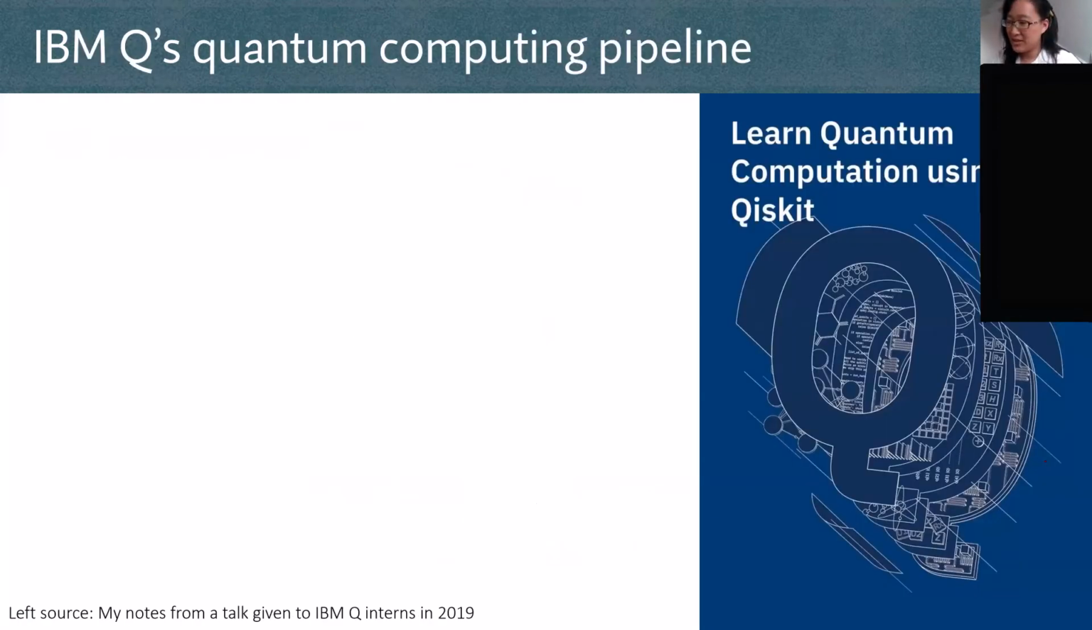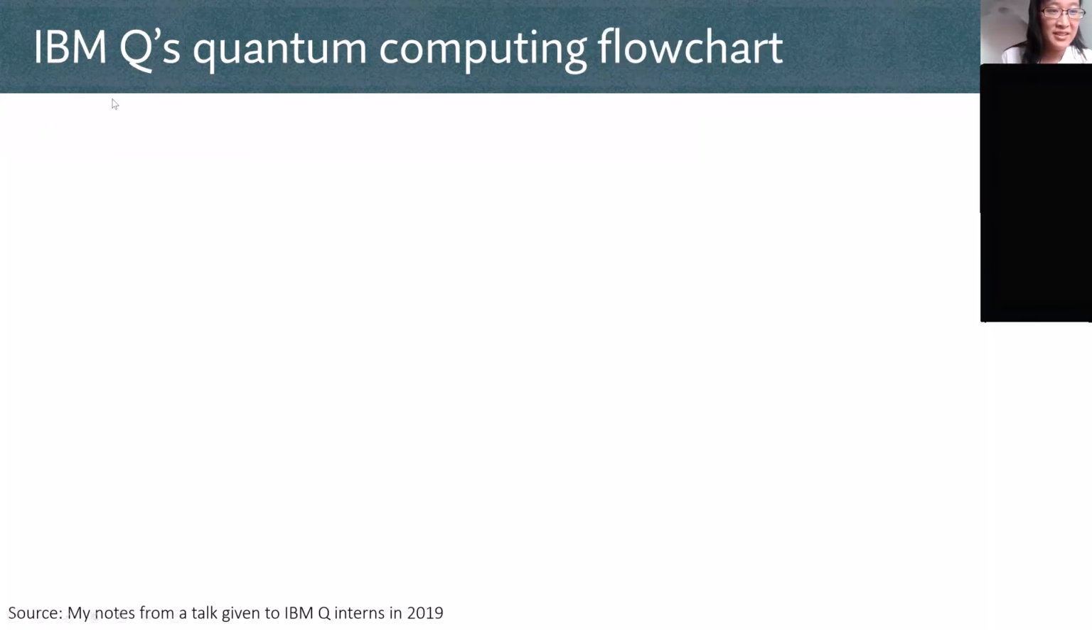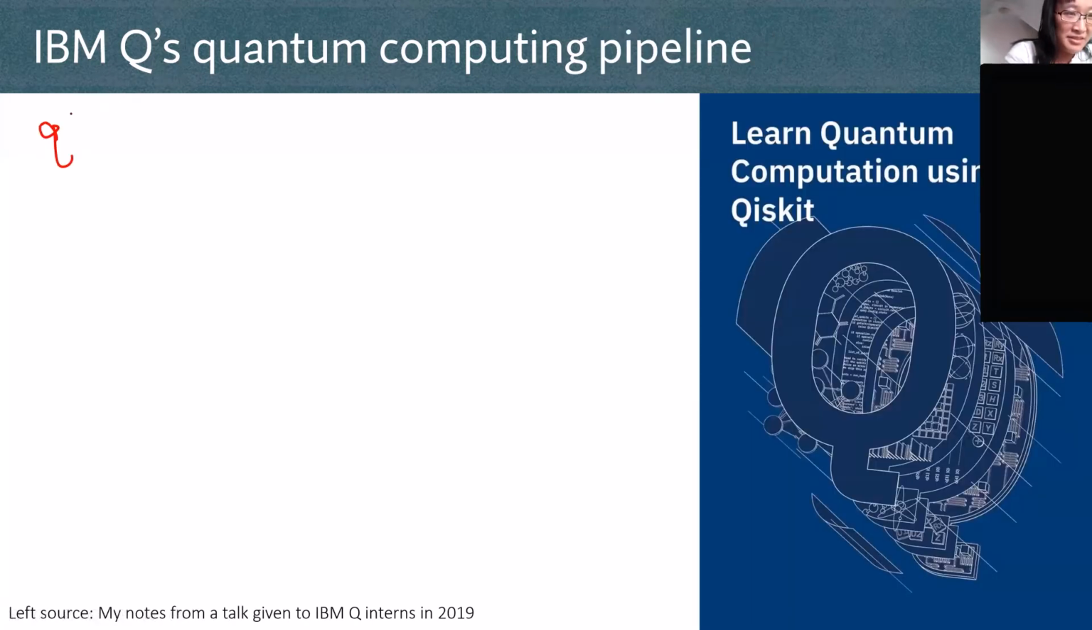So I guess I'll start wrapping up. There are quite a lot of cool things that happen with IBM's quantum computing pipeline. This is from a talk that they gave to the interns 2 years ago, where you start with, I don't like the color. Oops. Well, we're stuck with red, I guess.